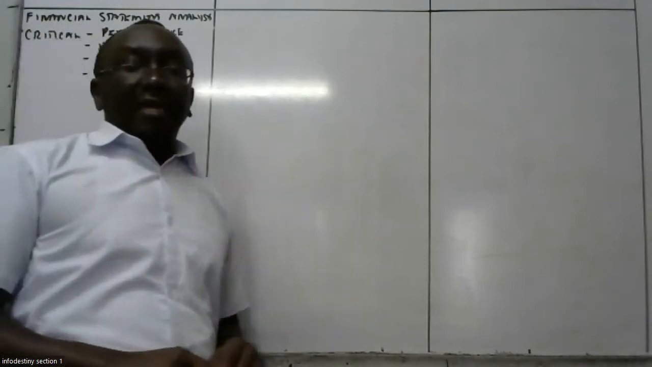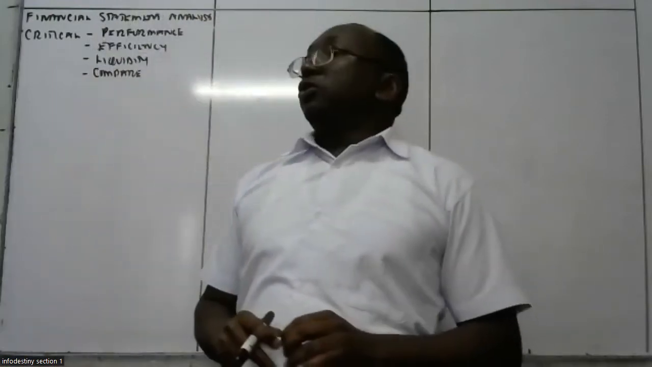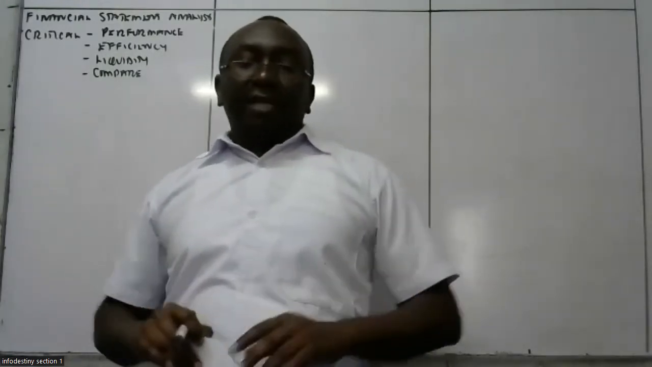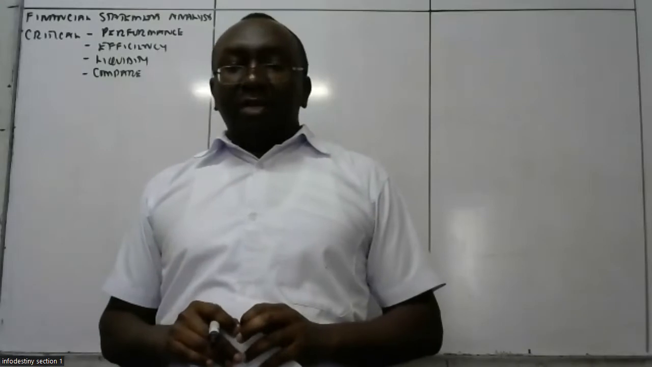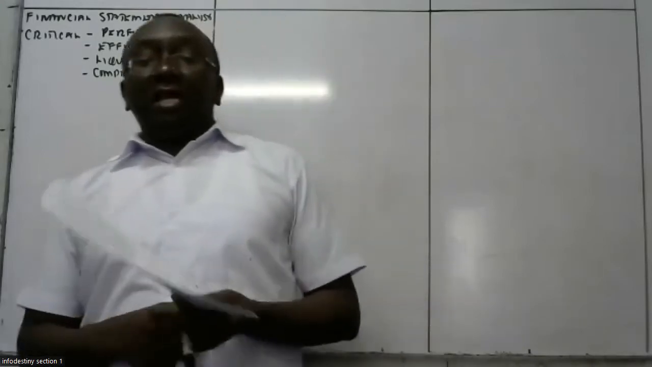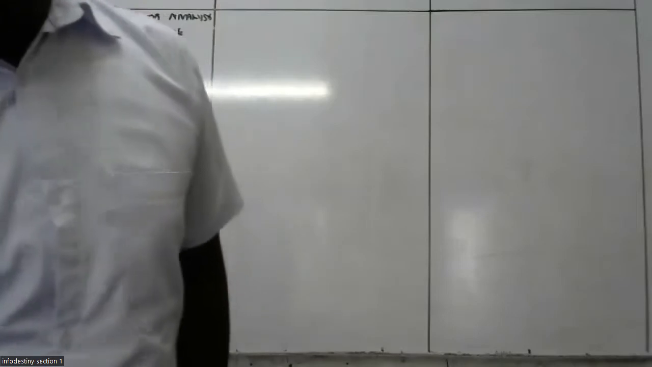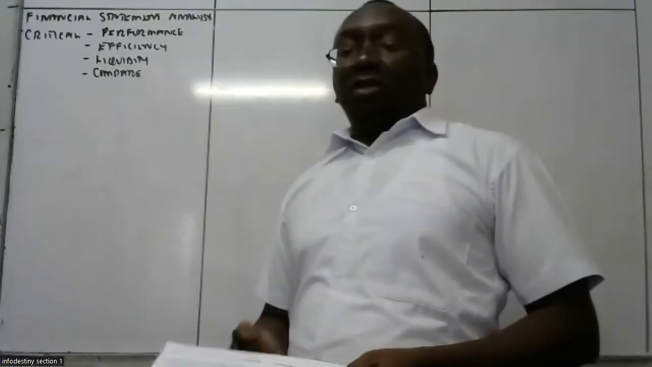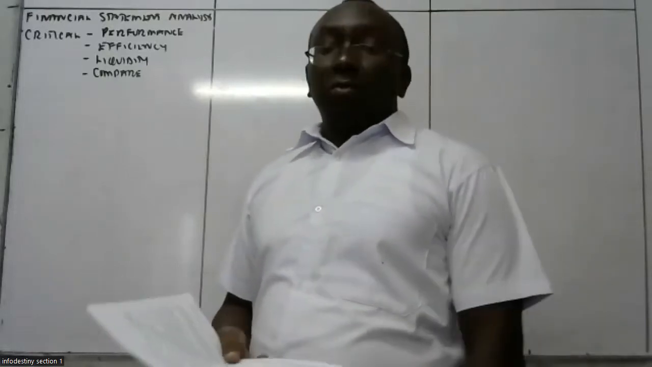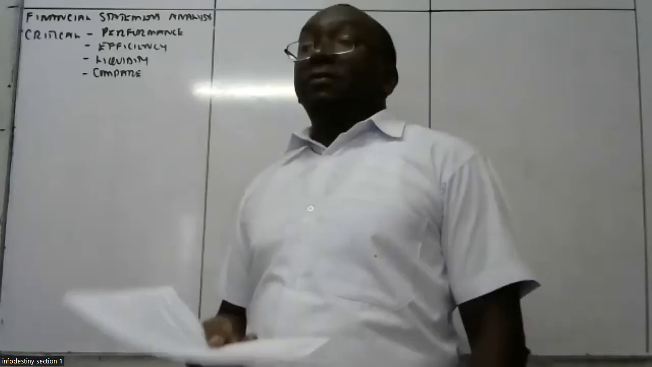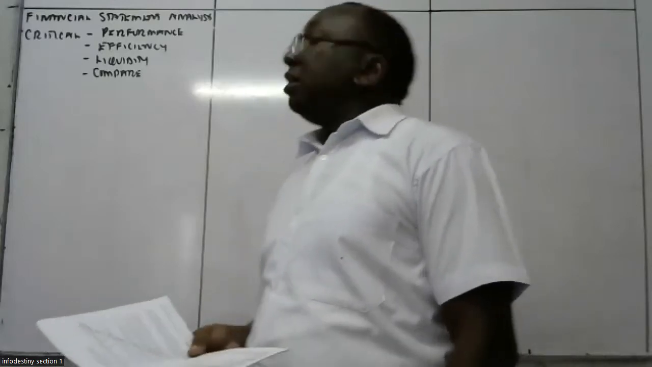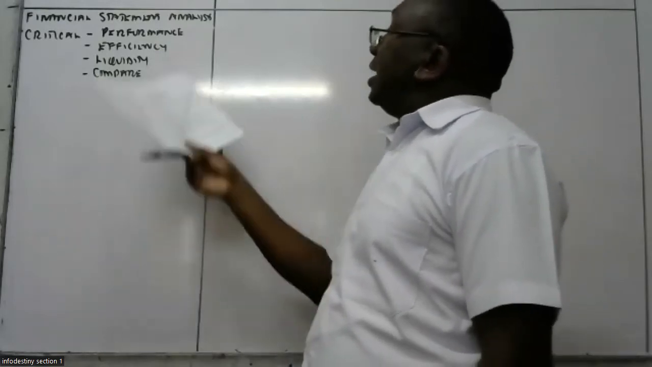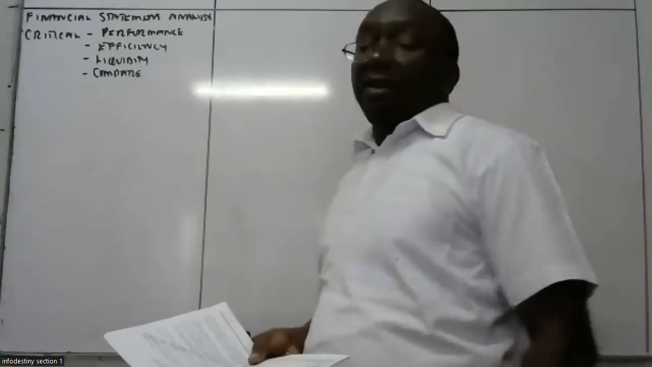Because we could be crying, thinking that we are doing so poorly, only to go and see that even our neighbors are also crying. And that makes us a bit comfortable when we realize we are not the only ones. Or we could be thinking that we are doing so well, only to meet our neighbors and find that they are doing extremely better than us. So that means we need to wake up and put more effort. So this issue of comparison is very, very important. So those are the four objectives of financial performance analysis, that is performance, efficiency, liquidity, and comparison.